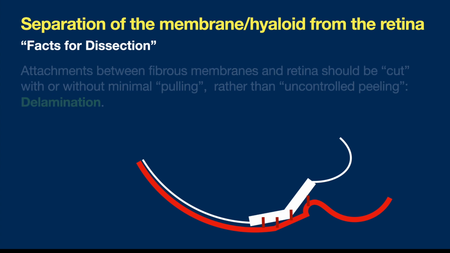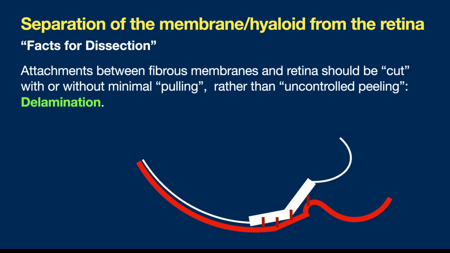So, how do we segment with the vitreous cutter? But after segmentation, we have to cut the attachments between the fibrous membranes and the retina with or without minimal pulling, rather than uncontrolled peeling. And this is called delamination.